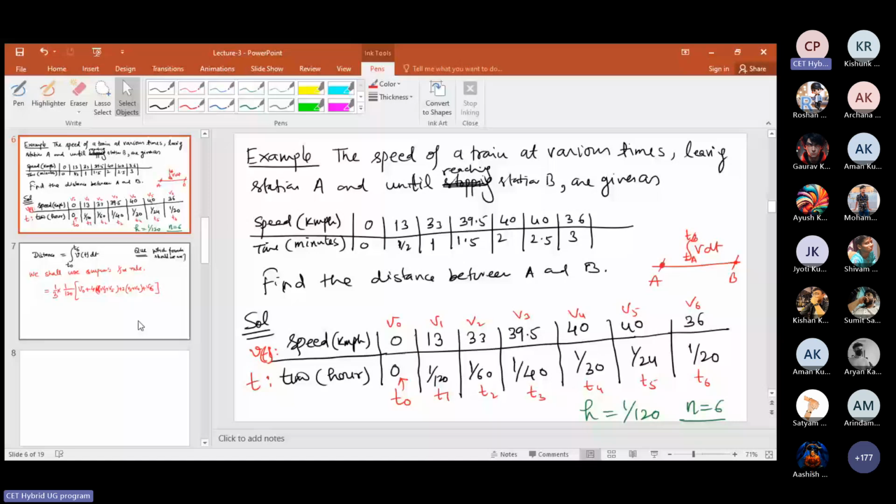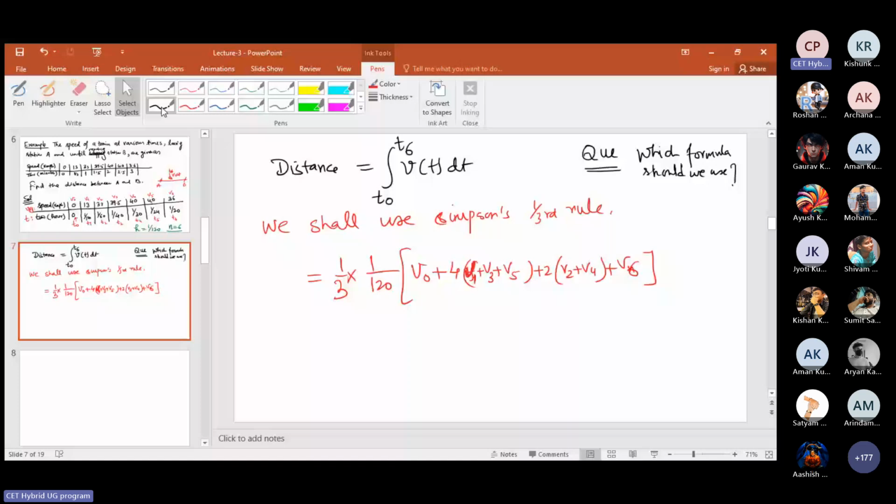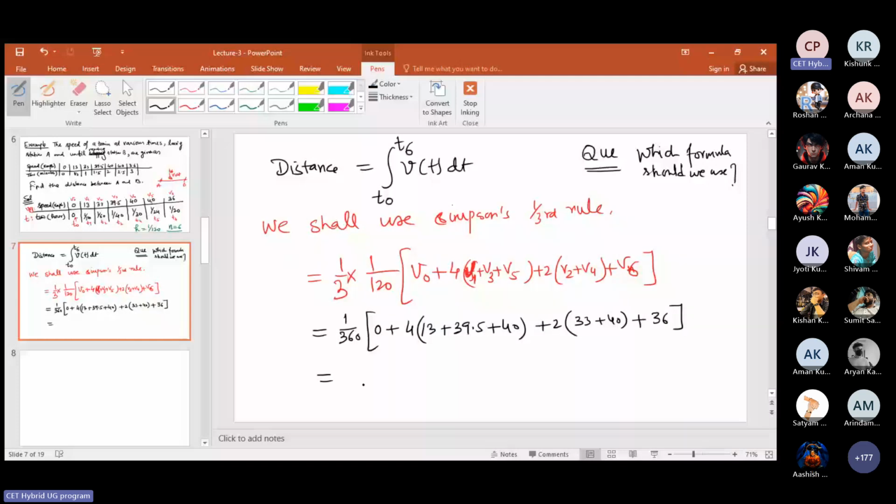I hope you can see from this slide that the data can be seen. 1/360 [v0 + 4 times (v1 + v3 + v5)] आपका हो जाएगा 13 plus 39.5 plus 40 plus 2 times (v2 plus v4). v2 is 33 and v4 is 40. 33 plus 40 and v6 आपका हो गया 36. When you do the calculation, finally I'm just writing the final calculation, then you will get 1.53.